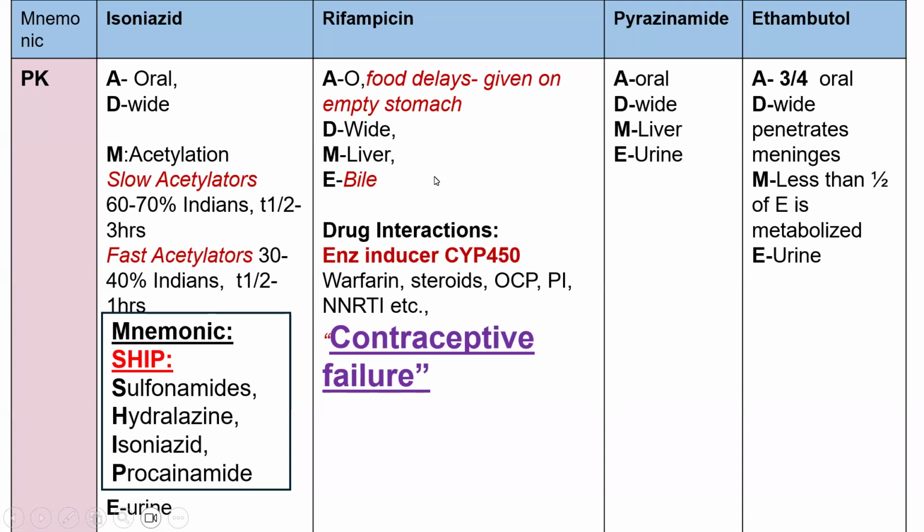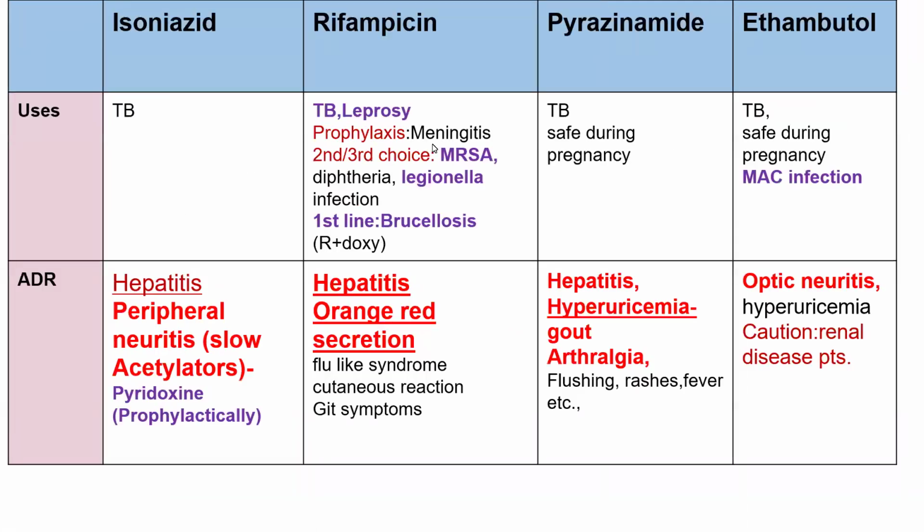Pharmacokinetics is important. And for uses, there are other uses for ethambutol: in addition to TB, we can use it in Mycobacterium avium complex. Rifampicin also has many other uses: TB, leprosy, and in addition prophylactically for meningitis, and as second or third choice drugs for MRSA, diphtheria, Legionella infection, and also brucellosis. These are other uses of rifampicin. Once they asked only rifampicin in an essay, classifying the first line drugs and asking in detail about rifampicin itself, so you should know the other uses for rifampicin.